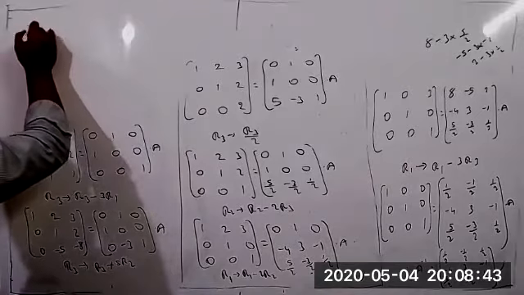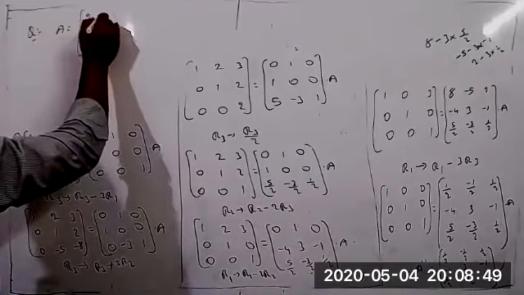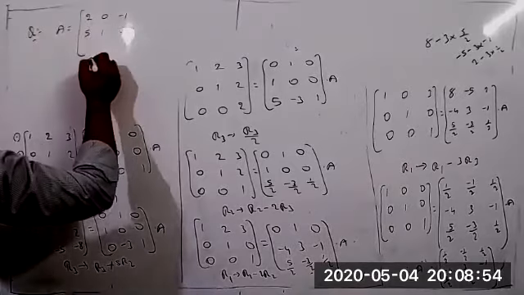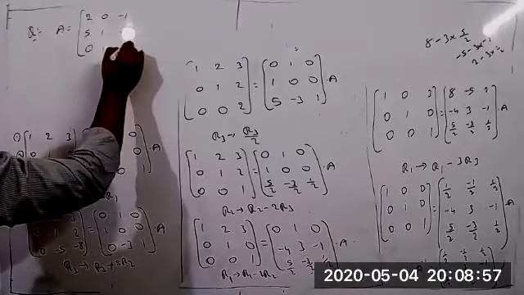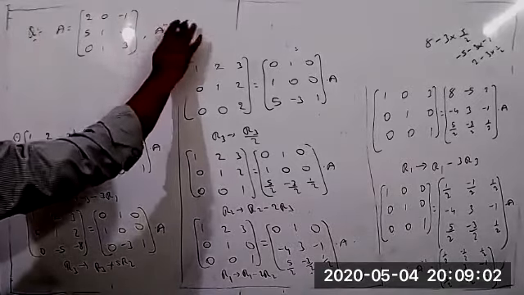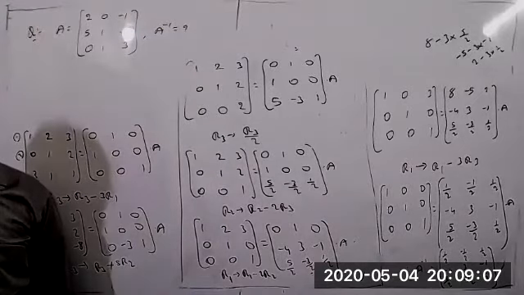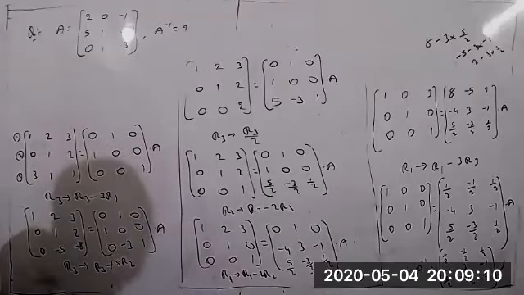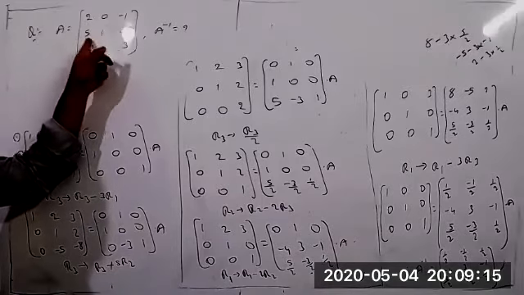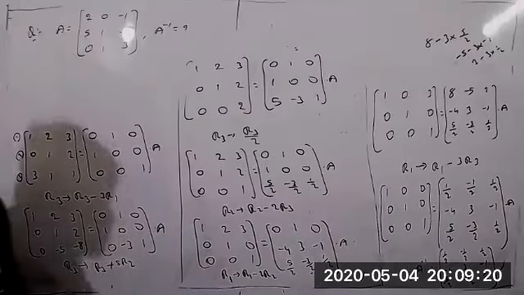A equal to [2 0 -1; 5 1 0; 0 1 3]. Then A inverse equal to how much? And A inverse equal to... So the second row is 5 1 0.